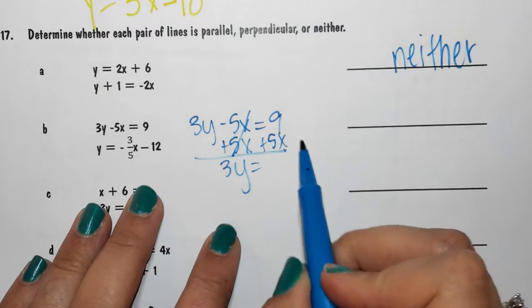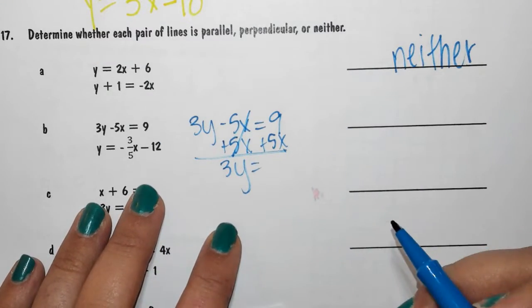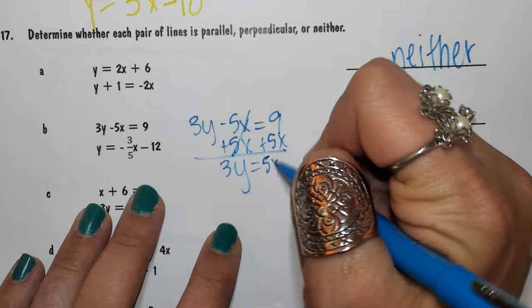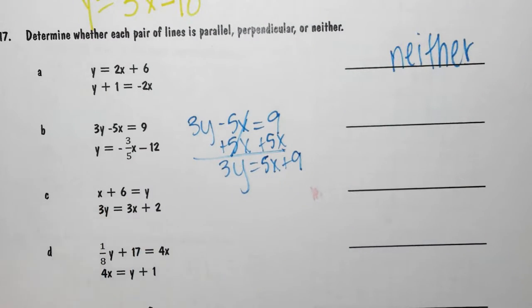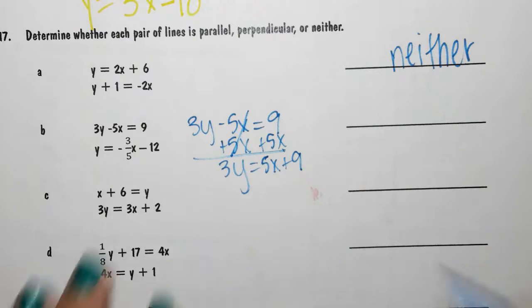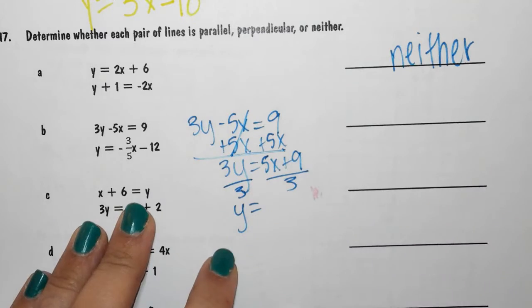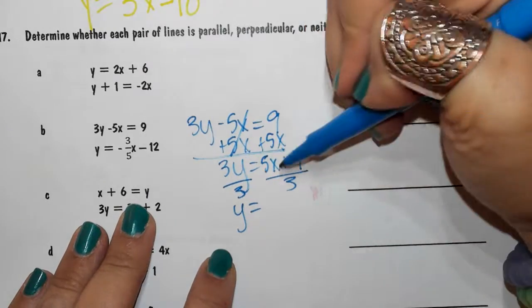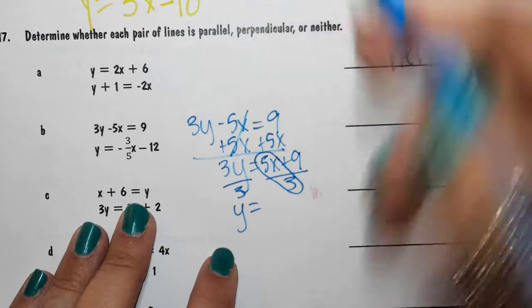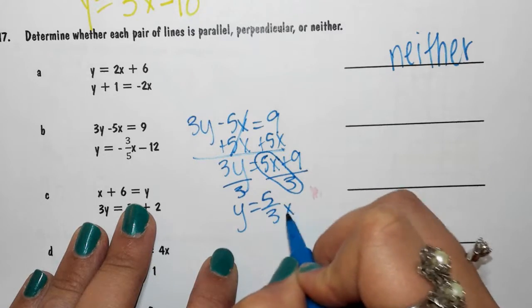Now, can I combine 5x and 9? No, because they're not like terms. Now, Bronson, can you tell me what to do from here? Divide by 3 on both sides. Do I divide both terms or just one of the terms? Both. So we get y equals 5/3 x plus 3.